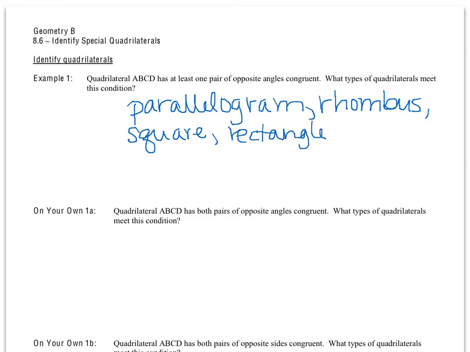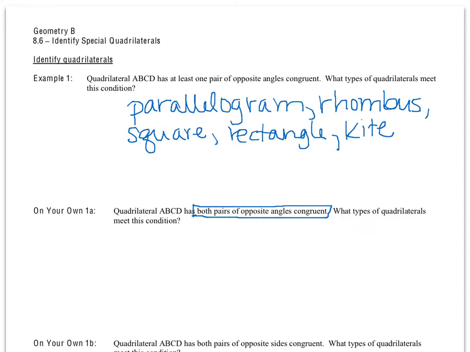Our last two, kites and trapezoids. Well, kites, yep, they've got exactly one pair of opposite angle congruents. Trapezoids could, but not always, so we're not going to put trapezoids on here. So it's just these 5. On your own 1A, I suggest you pause this one, look through your foldable, and try and figure out which ones fit this category.